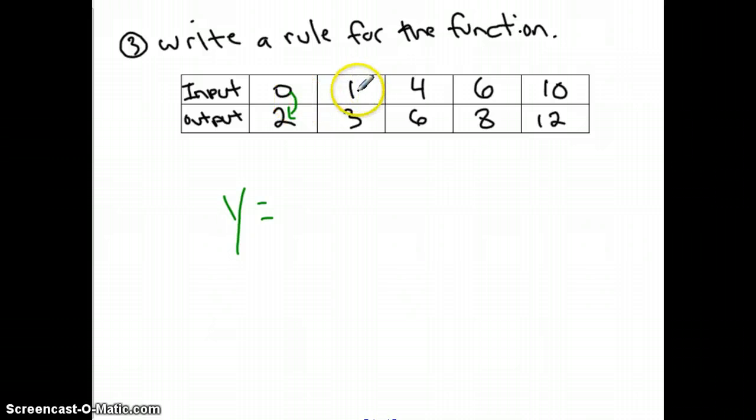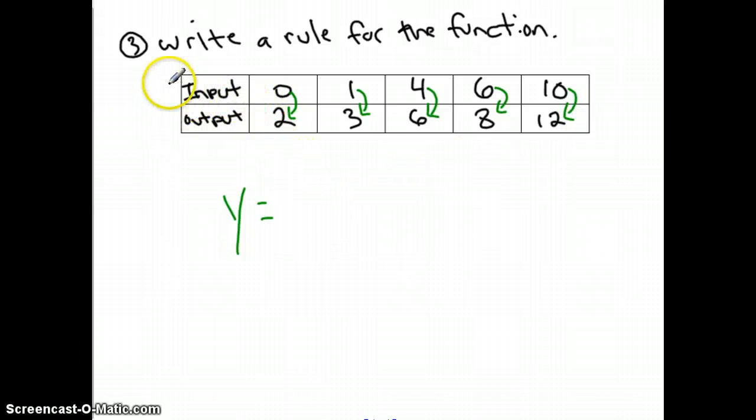So that's an increase of 2. Here it's 1, and it goes to 3. Again, that's an increase of 2. Here the input is 4. It increases by 2 to 6. Here the input 6, it increases by 2, becomes 8. Here the input is 10, and it increases by 2 and becomes 12.